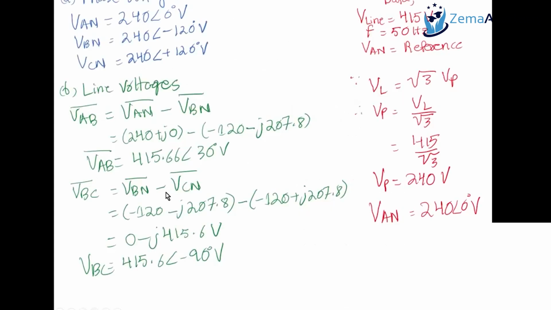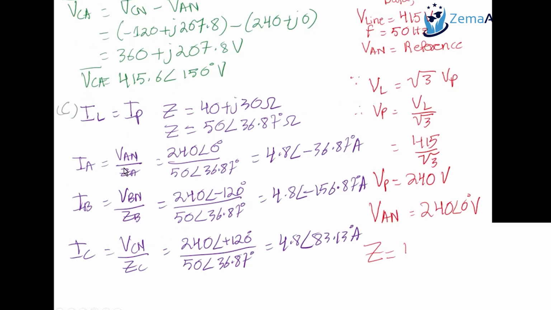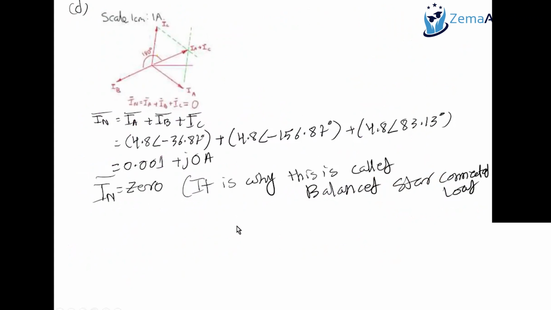So we have done the calculations for IA, IB and IC. If we add them together in the balanced system, the neutral current would be zero. So here IN is equal to IA plus IB plus IC. If we add them together in a complex addition, it gives you approximately 0.001 plus j0 amperes. Hence, it is a balanced star connected system. You can also prove this concept on a phasor diagram.